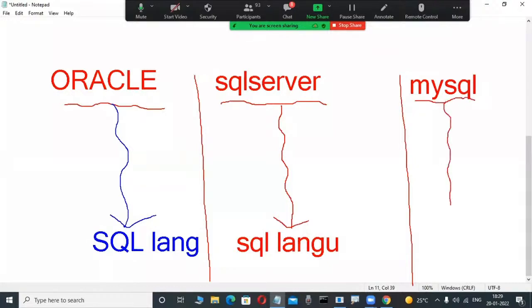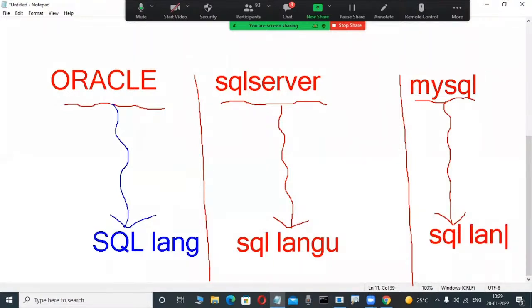MySQL is also a relational database product. Some employees in my company are working on the MySQL product, which is open source. They operate the MySQL database also, using SQL as the language, for example. So SQL language is there, a universal language.